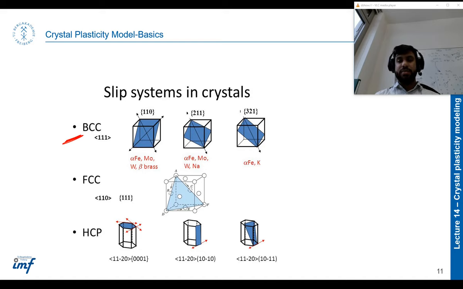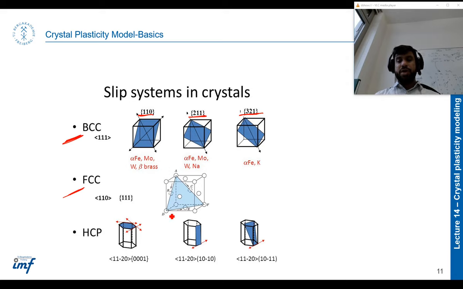the slip systems are 110 plane, 211 plane, and 321 plane, where 110 and 211 are the planes which are more prone to deformation. And then in the FCC system, face-centered cubic system, we have 111 plane and 110 directions on which the deformation can take place. And this plane is shown here.